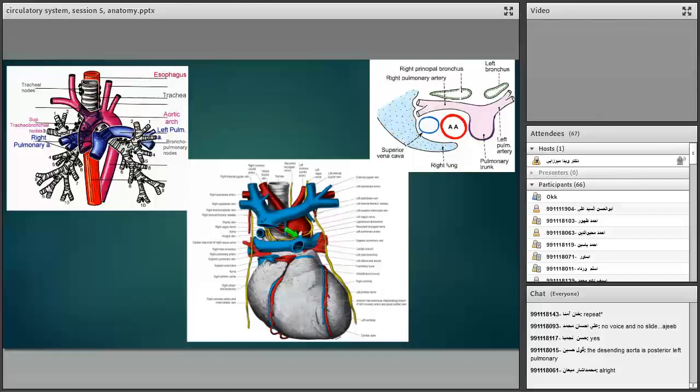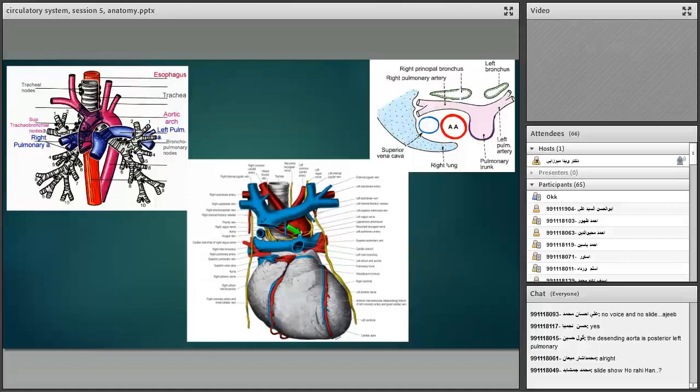But it would be closed after birth. When the lungs are starting their function, this duct will be closed. So after that, it would be called the ligamentum arteriosum. It means a ligament between two arteries, the pulmonary and the aorta. Look at here, this white part is the ligamentum arteriosum.